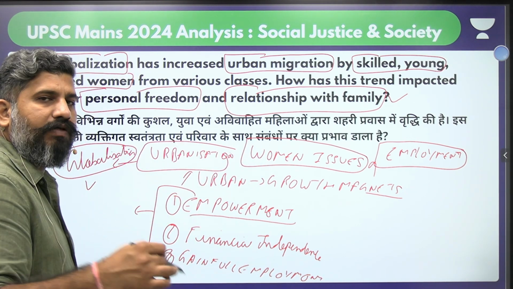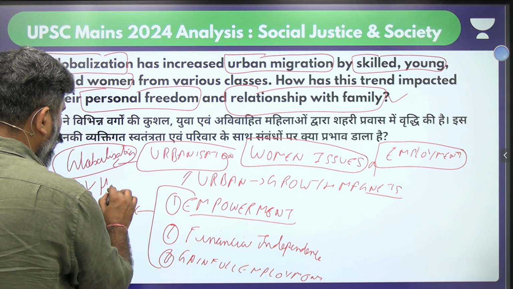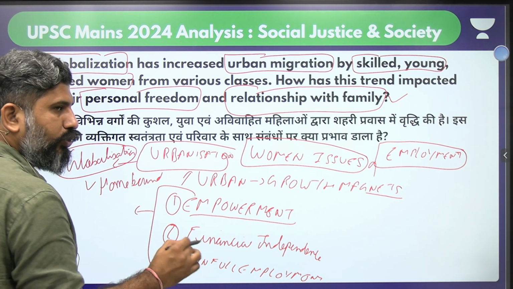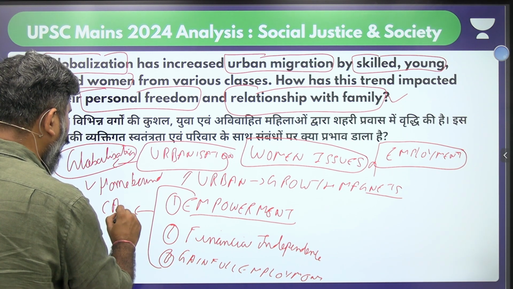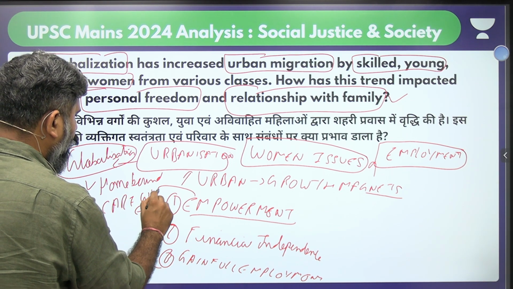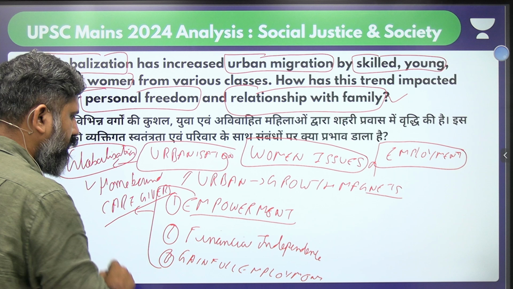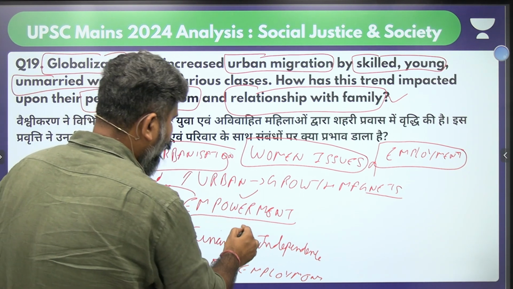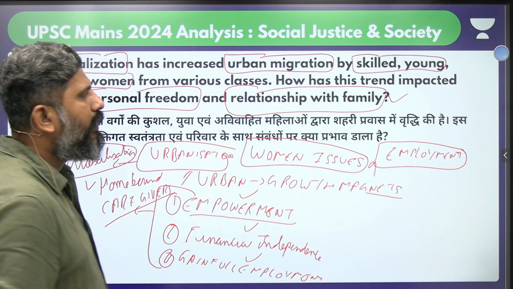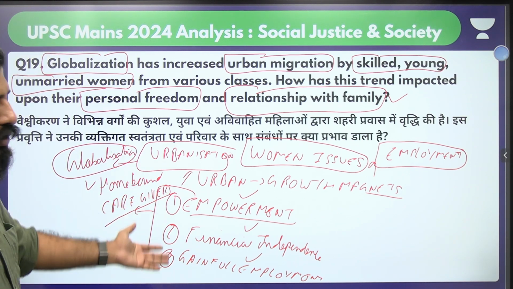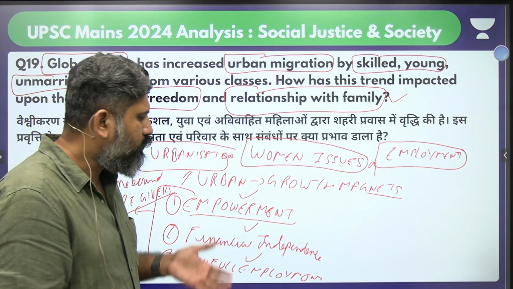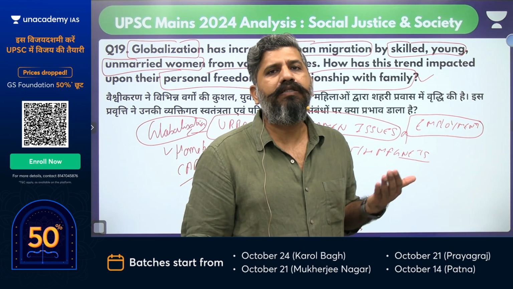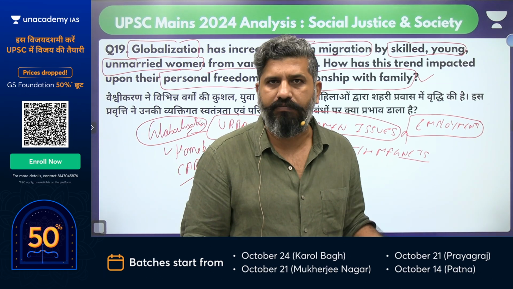where women were supposed to be homebound. They had to take care of household chores, and they were the primary caregivers. These were the notions attached to them. They are being replaced by empowerment, financial independence, gainful employment. This has definitely contributed to their personal freedom, because once a woman becomes financially independent, that is when she can enjoy her personal freedom.